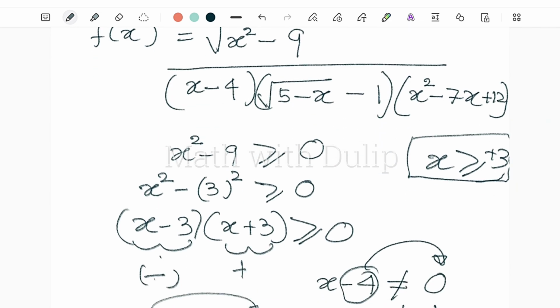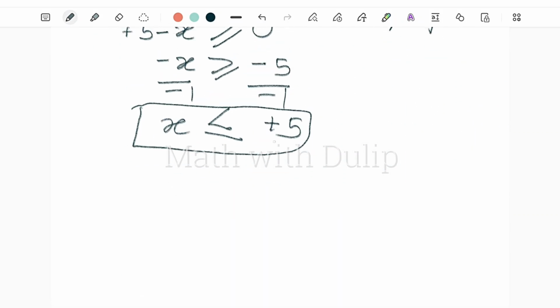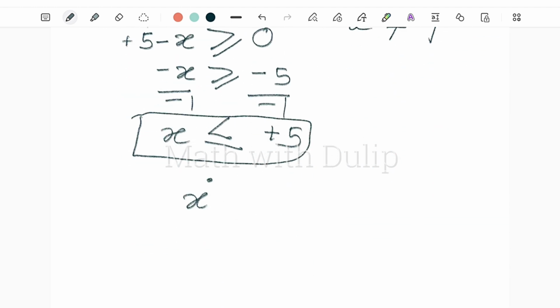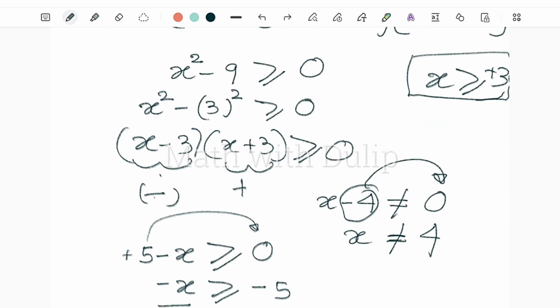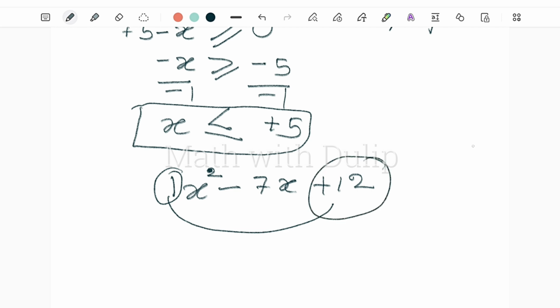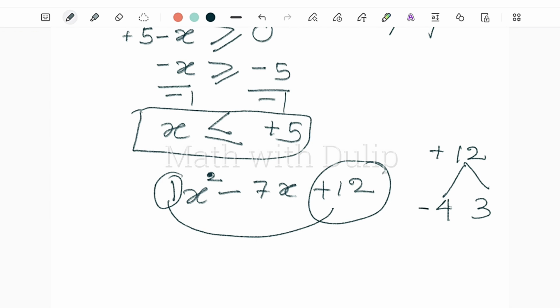So now this part, we have a quadratic expression, and we need to solve this one. So look at this, x squared minus 7x plus 12. We need to factorize this one. 1 is the x squared coefficient, and then positive 12. What are the factors of positive 12? It is 4 times 3. When you add these factors, you should get minus 7, and when you multiply, you should get positive 12. To get that, both values should be negative.